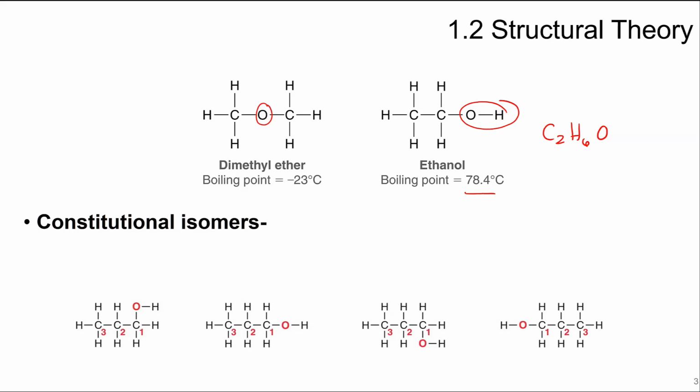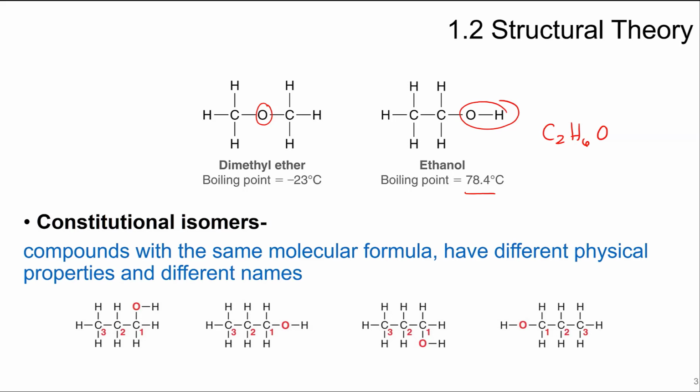So these two compounds are constitutional isomers of each other, which means that they're compounds with the same molecular formula. They have different physical properties and different names. So they're same molecular formula, different properties. I'm going to add here different connectivity. So the oxygens again are differently connected to the carbons.